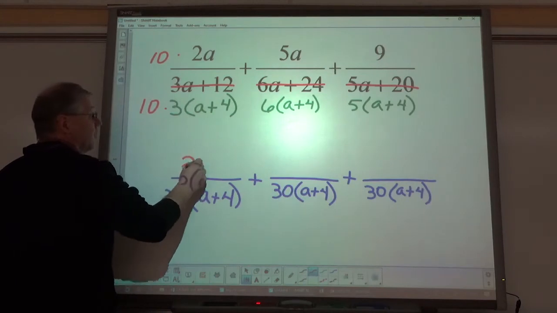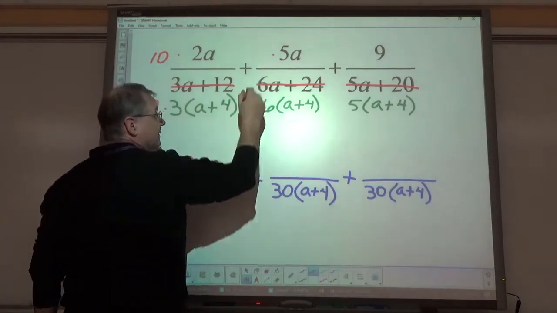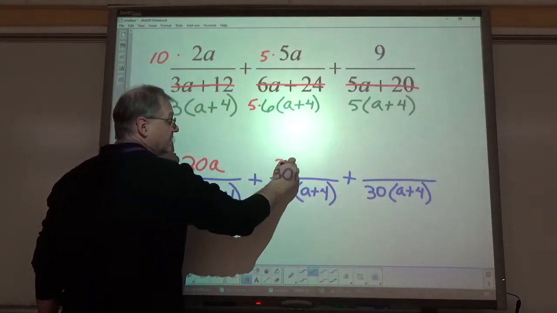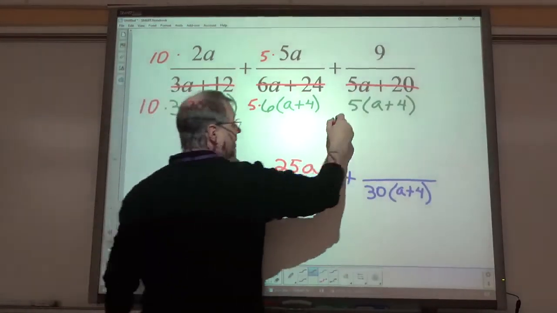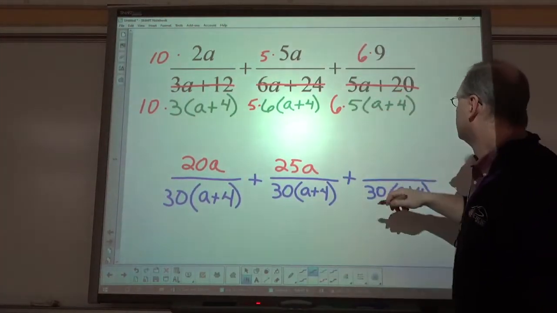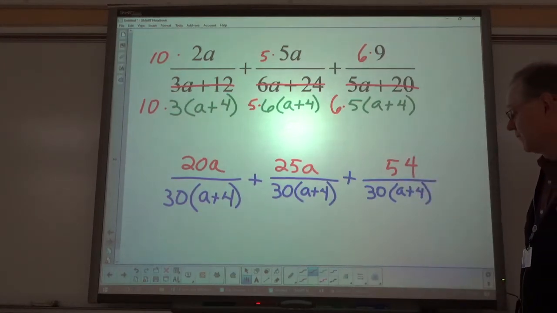That gives me 20a. Here I have to multiply top and bottom by 5. Gives me 25a. And here I have to multiply top and bottom by 6, which would give me 54. Okay.